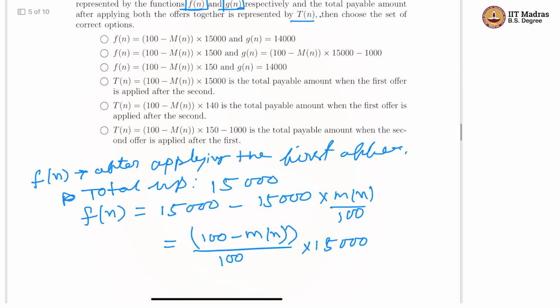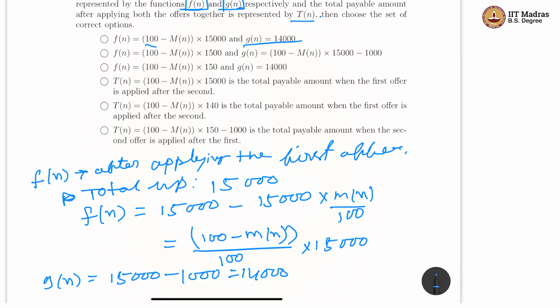Similarly, we can calculate GN. So GN is the flat discount of 100 rupees. So this is basically 1500 minus 100, which is 1400, right? So your GN is correct, but FN is incorrect. So here our FN is correct. We can cancel 10 out, but GN is incorrect.